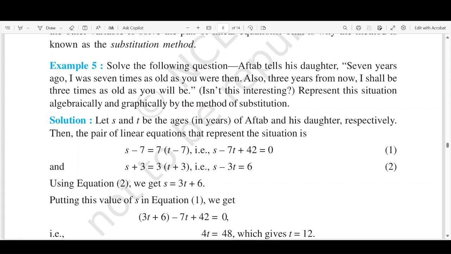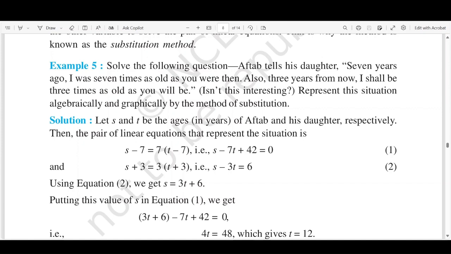Next, example 5. Solve the following question. Aftab tells his daughter, "7 years ago I was 7 times as old as you were then. Also, 3 years from now I shall be 3 times as old as you will be." Represent this situation algebraically and graphically by the method of substitution. Now we have to identify the ages of Aftab and his daughter. First we have to form the linear algebraic equations for this situation, right? The conditions given are that Aftab was 7 times as old as his daughter 7 years ago, and also that 3 years from now he will be 3 times as old as his daughter.